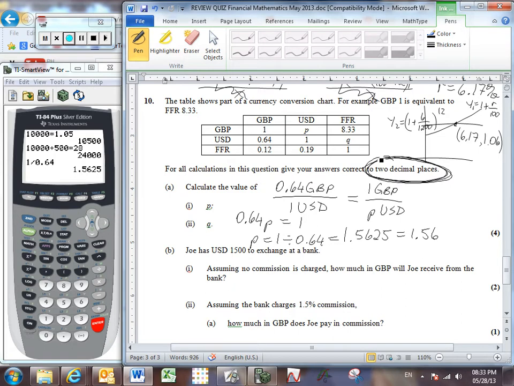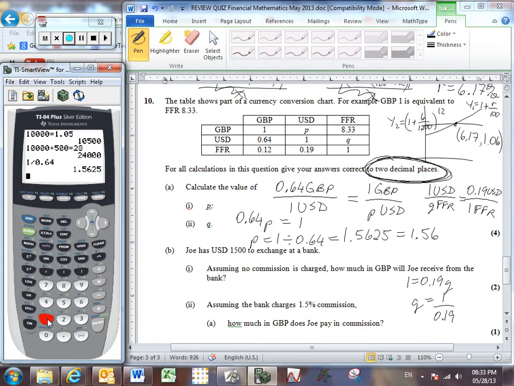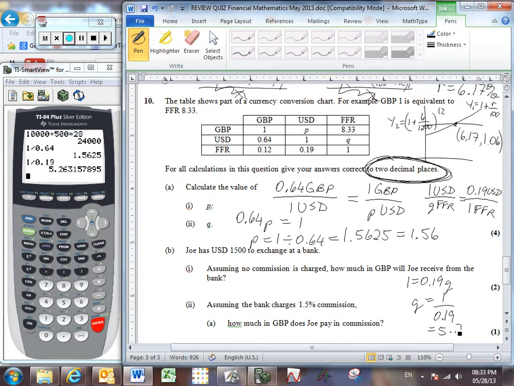And in order to find Q, we can use a similar procedure. I can see that 1 US dollar to Q French francs is equivalent to 0.19 US dollars compared to 1 French franc. And so if I cross multiply, I get 1 is equal to 0.19 Q. And so Q is equal to 1 divided by 0.19. 1 divided by 0.19 gives me 5.26 to 2 decimal places.